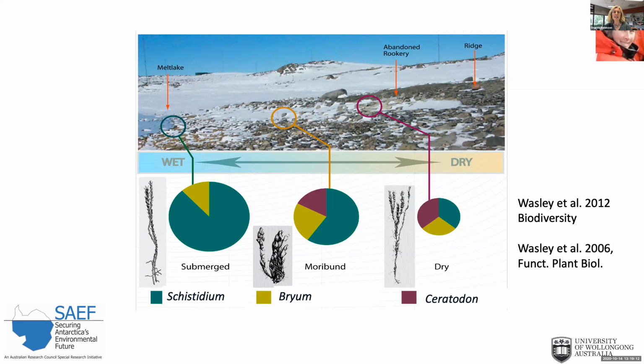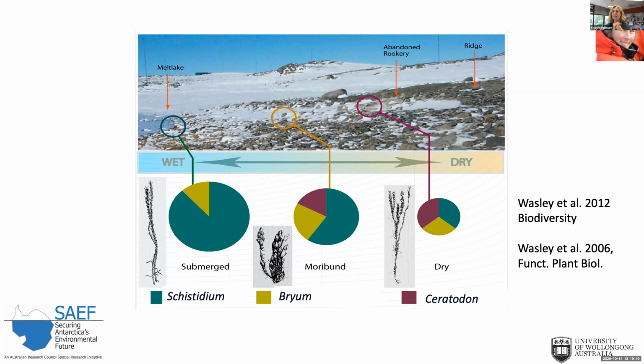So we have 3 species that grow in the Windmill Islands. Schistidium is the Antarctic endemic, and it grows everywhere, but it grows in water as well as outside. And so the green in these pie charts is the Schistidium, and the olivey colour is Bryum pseudotriquetrum, which is a cosmopolitan species. And if we move away from the water supply, we get more of a 3rd species coming in, Ceratodon purpureus. And Jane Wasley, a long time ago, did some transplant experiments where she picked up the Ceratodon and moved it into the wet areas.